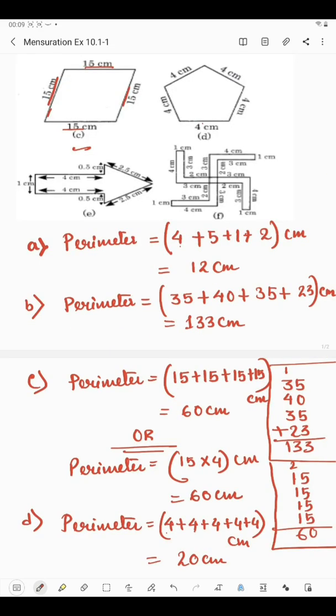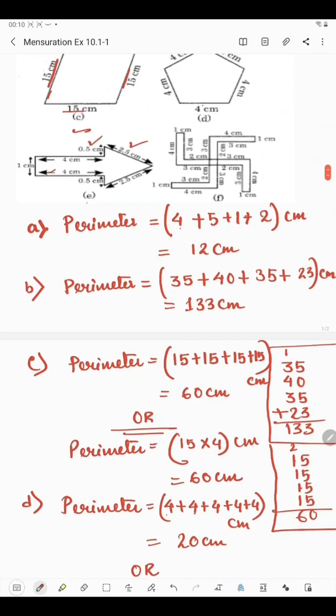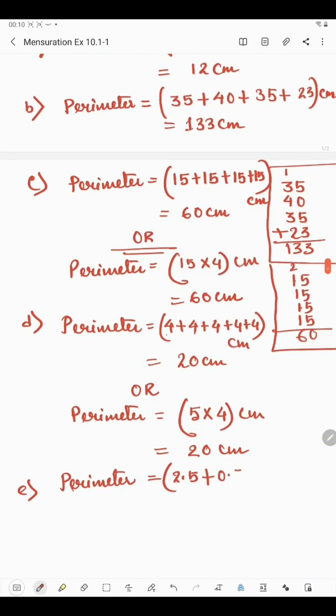Okay. Now coming to part E, here we have the shape of an arrow, right? Here to find the perimeter, we have to add all the sides. Now here we can start with any side. Let us start with 2.5 centimeters. So the perimeter of this figure will be 2.5 centimeter, then 0.5 centimeter.